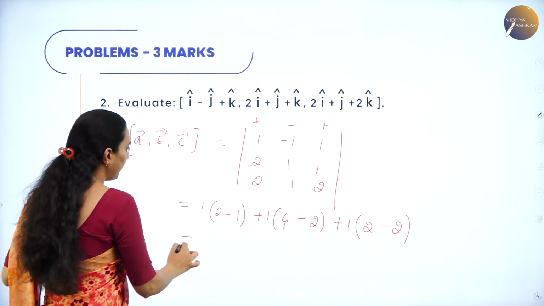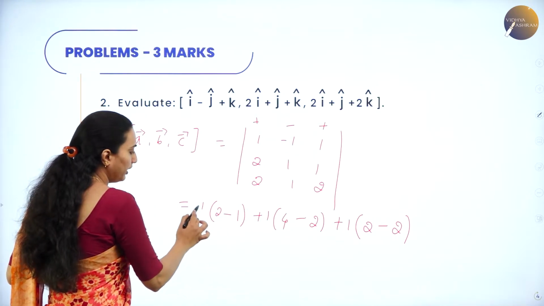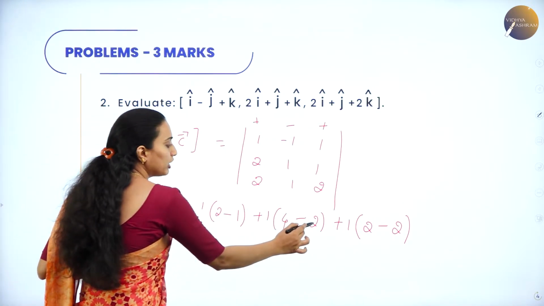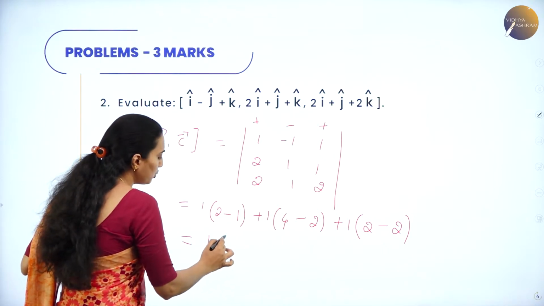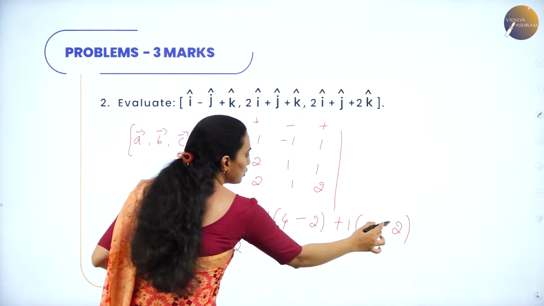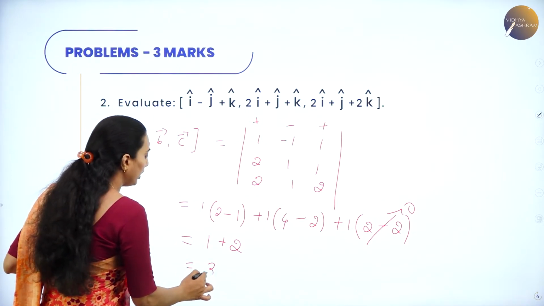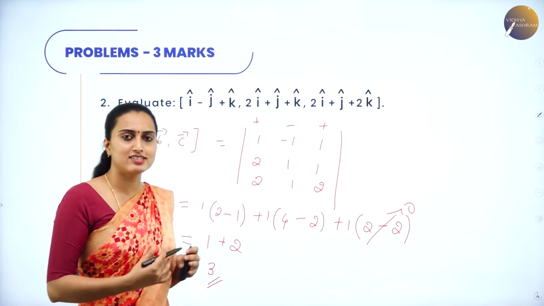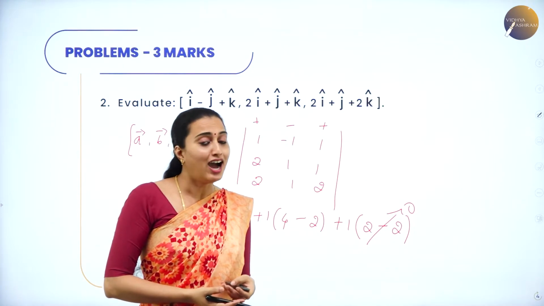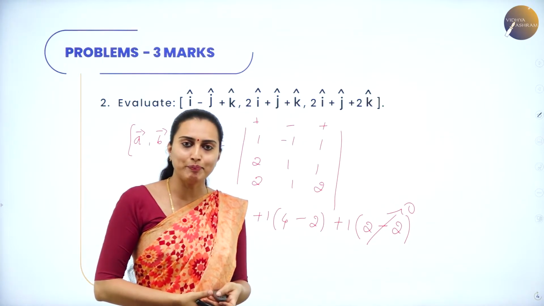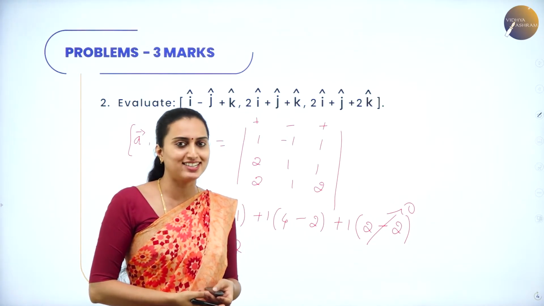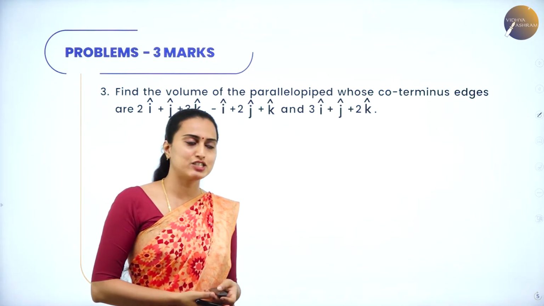Further simplifying this, 2 minus 1 is 1. 1 into 1 is 1. 4 minus 2 is 2. 2 into 1 is 2. Again 2 minus 2, this will become 0. So the answer you are going to get here is 3. That's it. This is the value you are going to have, dears. How easier it is to solve the scalar triple product or box product, isn't it? Now we'll be moving on to the next problem, dears.